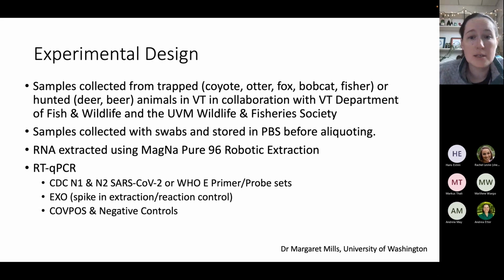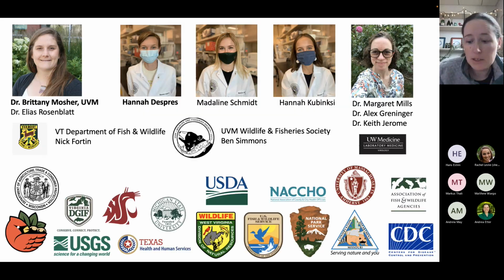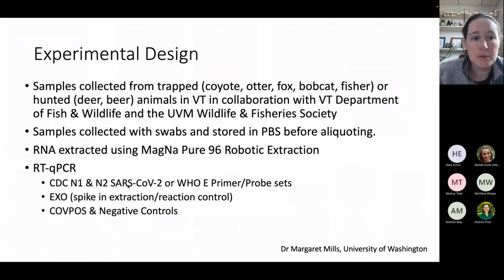This is what we did with these deer carcasses, and then we're able to store those in PBS at -80, so they're stable and long-term freezing. And then we aliquoted these samples and sent aliquots to Margaret at the University of Washington, where she extracted RNA using a robotic platform, and then performed RT-PCR to look for the presence of viral RNA specific to SARS-CoV-2.